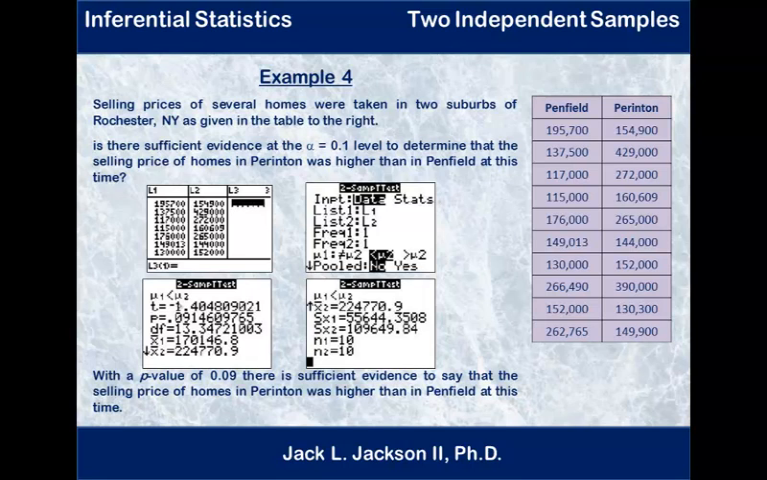Notice that it also gave us our summary statistics. So the average value in Penfield is $170,147, and the average value in Perrington is $224,771. The standard deviation in Penfield is $55,644, and the standard deviation in Perrington is $109,650. And both had 10 homes selected for the sample.